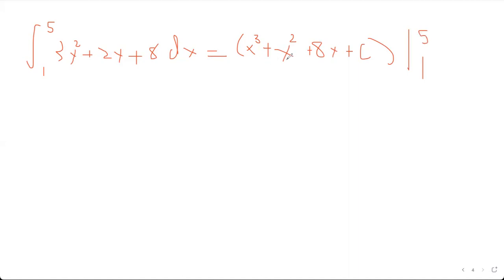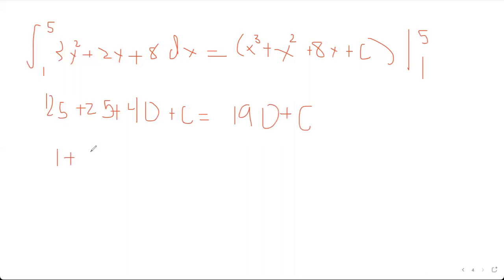Plugging in 5, we get 5 cubed, which is 125, plus 5 squared, which is 25, plus 8 times 5, which is 40, and then plus c. In this case, we're including the plus c just so I can show you that the plus c doesn't really even matter. 125 plus 25 is 150, plus 40 is 190. So 190 plus c is what you get when you plug in 5 into the indefinite integral, or the general antiderivative. And then when you plug in 1, you get 1 cubed, or 1, plus 1 squared, which is 1, plus 8 times 1, which is 8, plus c. And 1 plus 1 is 2, plus 8 is 10, so 10 plus c.